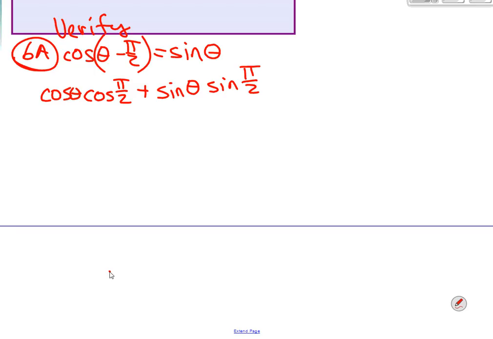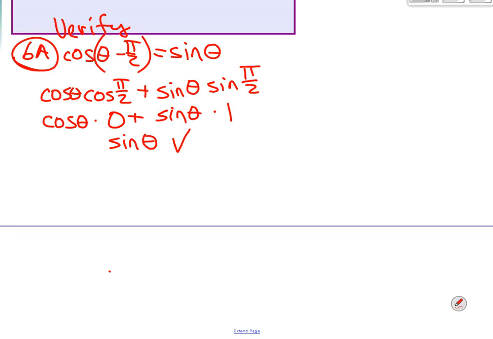And now cosine of pi over 2 and sine of pi over 2, I know what those are. What is the cosine of pi over 2? 0. Cosine of pi over 2 is 0. So this is going to be cosine theta times 0 plus sine theta. What's the sine of pi over 2? 1, times 1. And so anything times 0 is 0, anything times 1 is that thing. So we get sine theta.